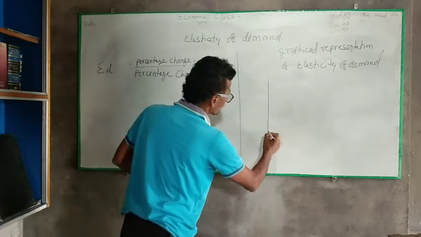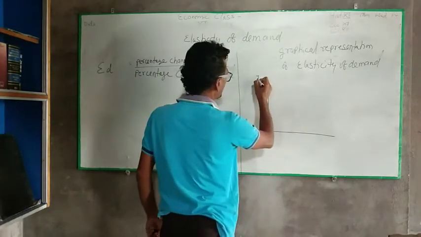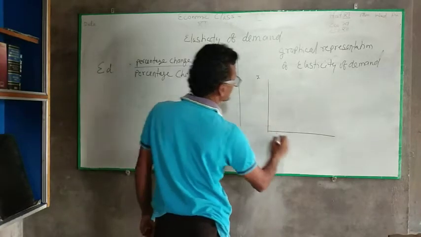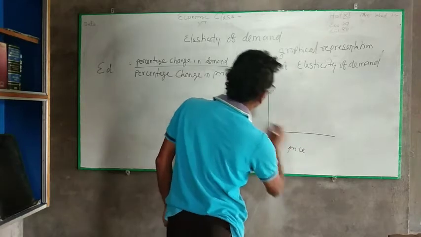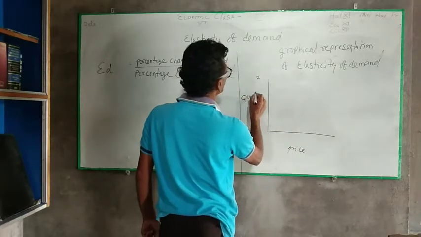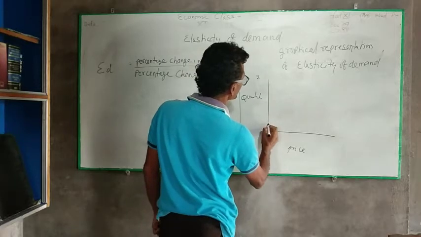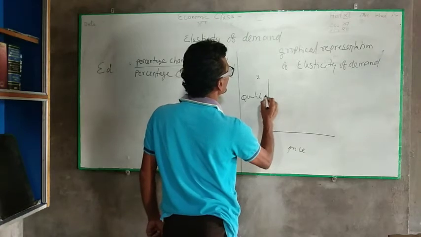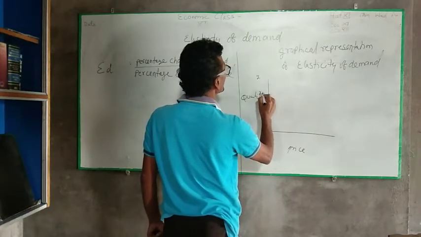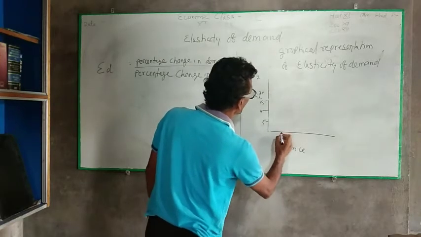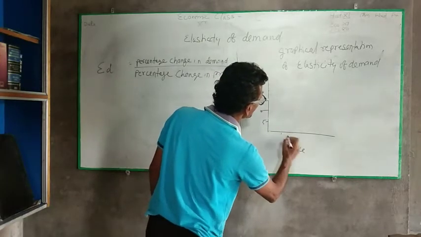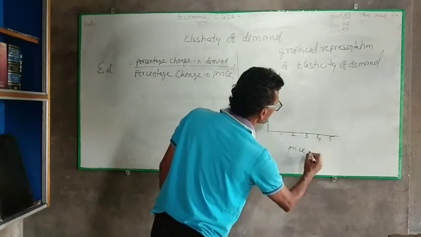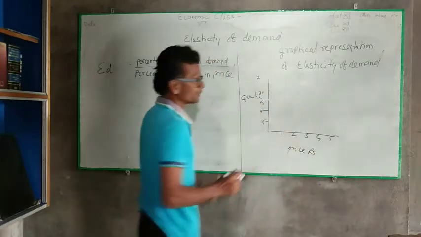Suppose on the y-axis it is price, and quantity. So this is 5 rupees, 10 rupees, 15 rupees and 20 rupees. This is demand 1, 2, 3, 4, 5. Price in rupees at now.